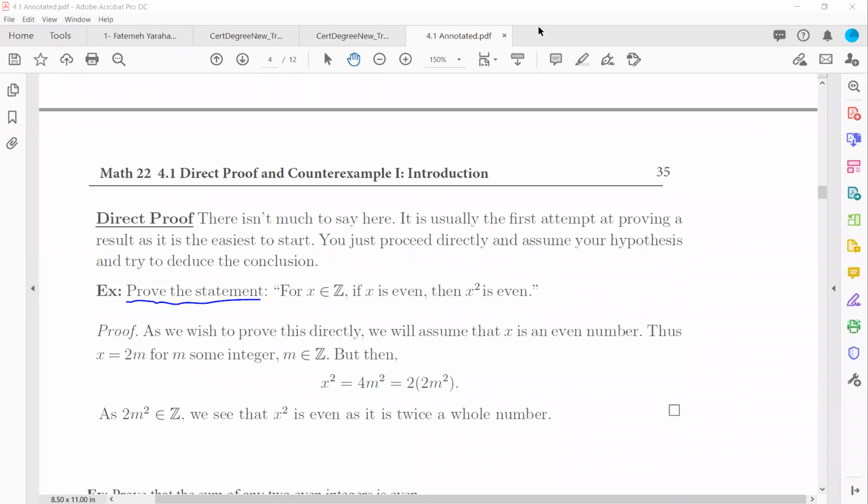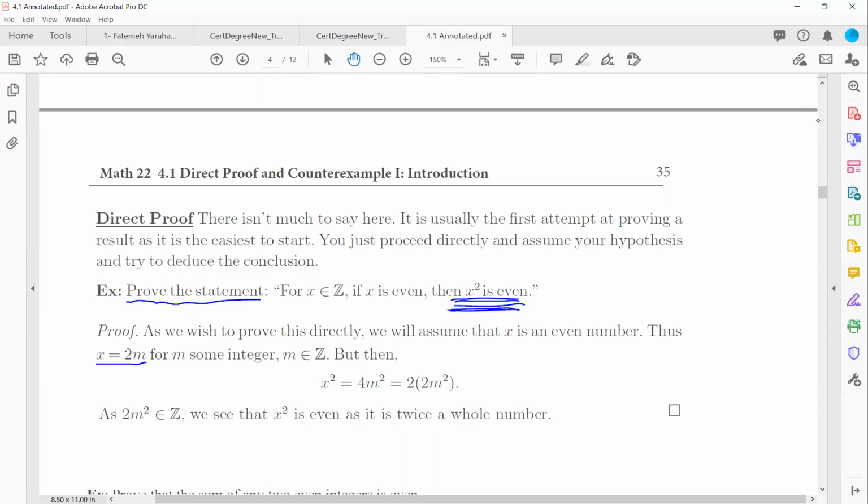First of all, you know that x is even. Your x value is even. So remember the definition of an even number: there is some integer m such that x is 2m. Your goal is to prove that x squared is also even.